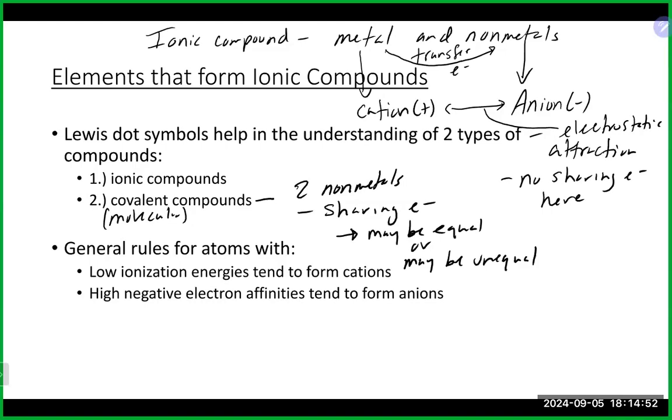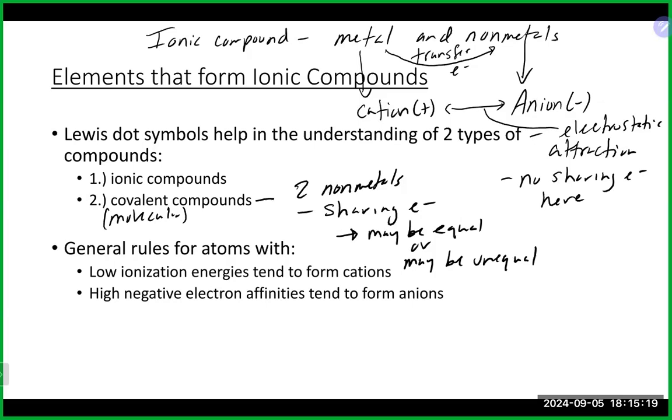So the general rule tells us that things with low ionization energy will tend to form cations. And again, ionization energy is the energy required to remove an electron from an atom. So if you have very low ionization energy, it doesn't take a lot of convincing for that electron to be removed. Typically we lose those electrons and become positively charged, because we now have more protons than electrons.